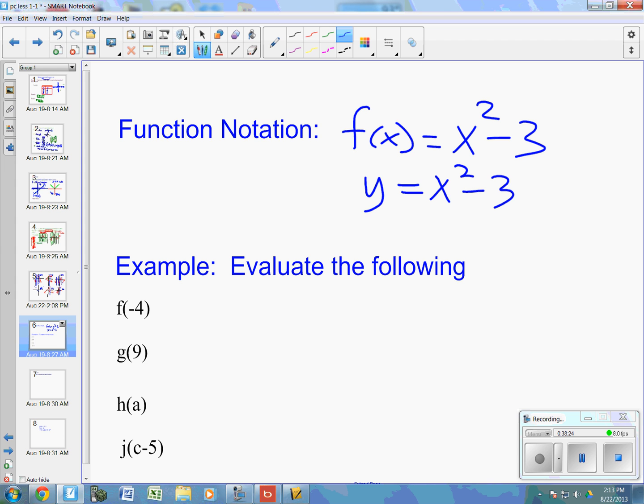Okay, if you just leave it as y all the time, it's the same thing. But you guys need to know this. F of x and y are the same thing. You might want to write that down. F of x and y are the same thing. So it's just the y variable. It's the dependent variable on a function.